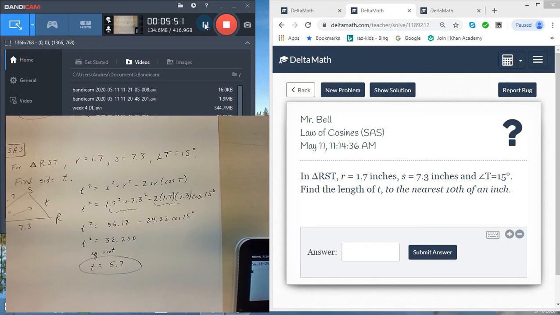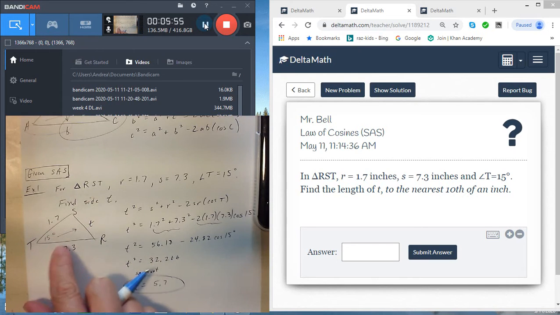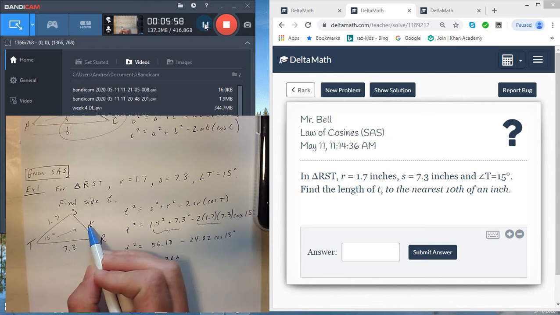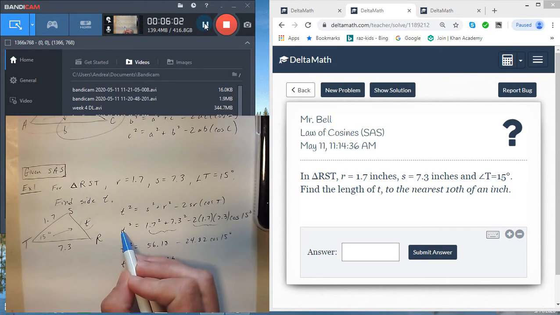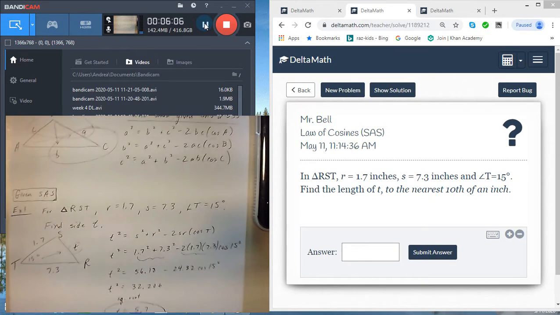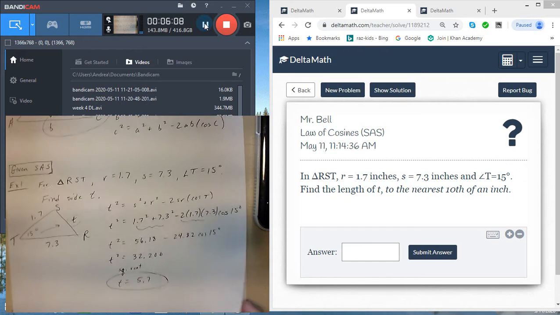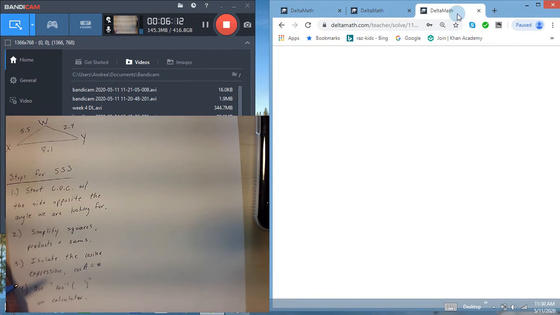In summary, if you're given side-angle-side, take a look at it and jump right into it. Begin with the side opposite the angle that you're given, and then follow that law of cosines pattern that we worked on here. Let's move on to example 2. Example 2 on Delta Math. A few more steps to this one.